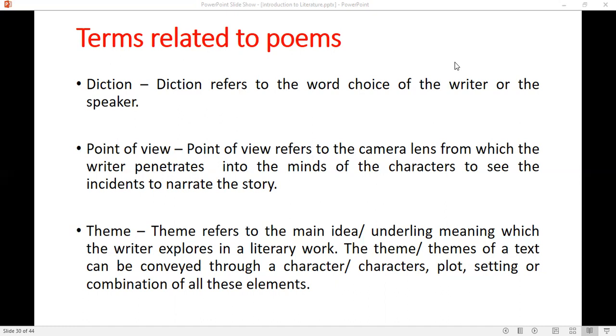Third term, theme. Theme refers to the main idea or underlying meaning which the writer explores in a literary work. Theme or themes of a text can be conveyed through a character or characters, plot, setting, or a combination of all these elements.